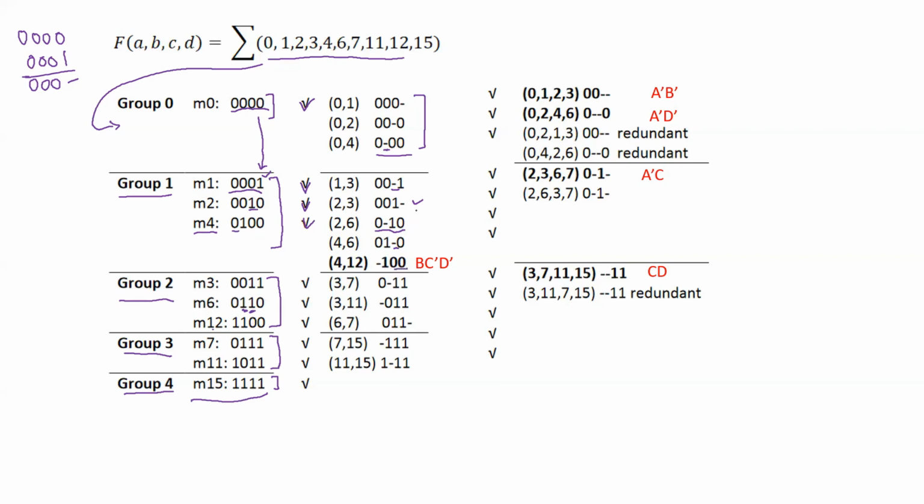Okay. So similarly, coming towards group number 2. So here you can see 0, 0, 1, 1 and 0, 1, 1. So only one bit is different. You will write it like this. Now 0, 0, 1, 1 and 1, 0, 1, 1. More than one bit is different. So suppose this is 0, 0, 1, 1 and this is 1, 0, 1, 1.